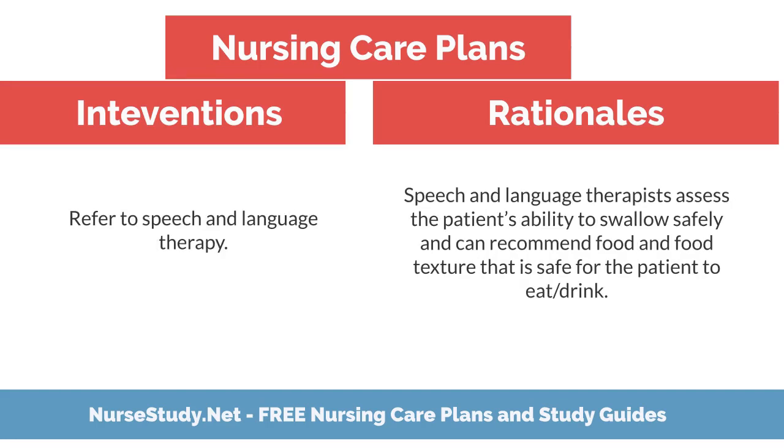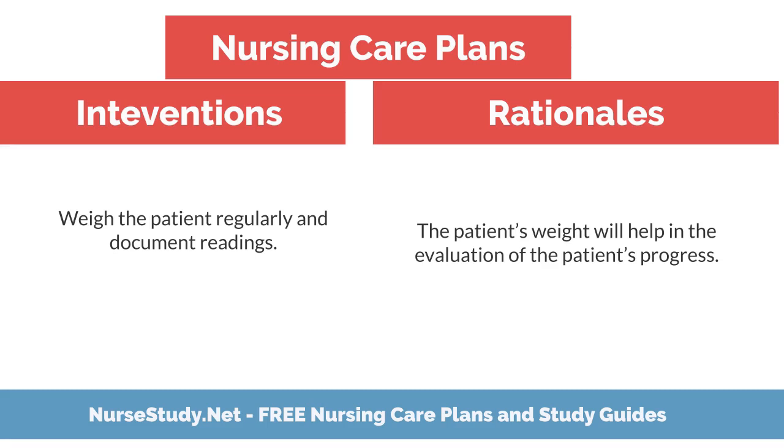Intervention. Refer to speech or language therapy. Rationale. Speech and language therapists assess the patient's ability to swallow safely and can recommend food and food texture that is safe for the patient to eat or drink. Intervention. Weigh the patient regularly and document readings. Rationale. The patient's weight will help the evaluation of the patient's progress.